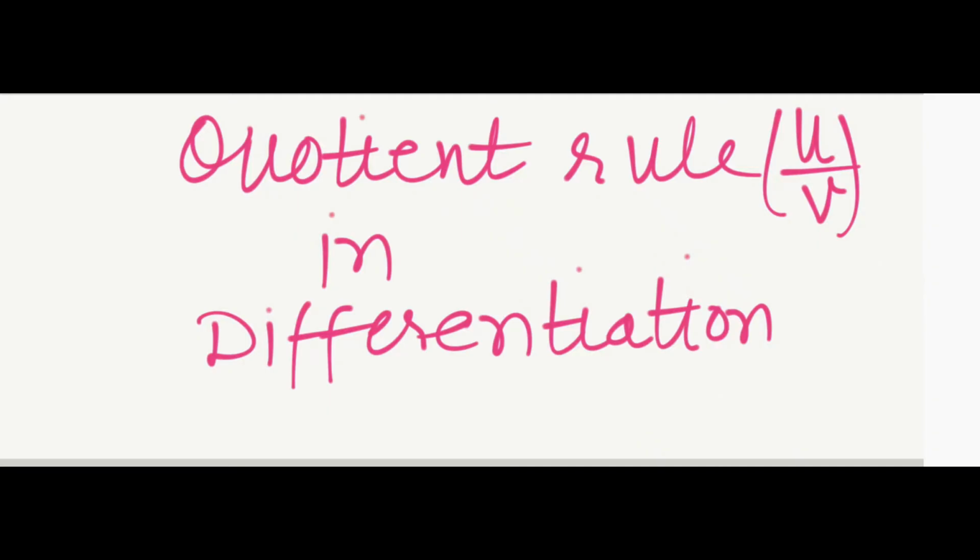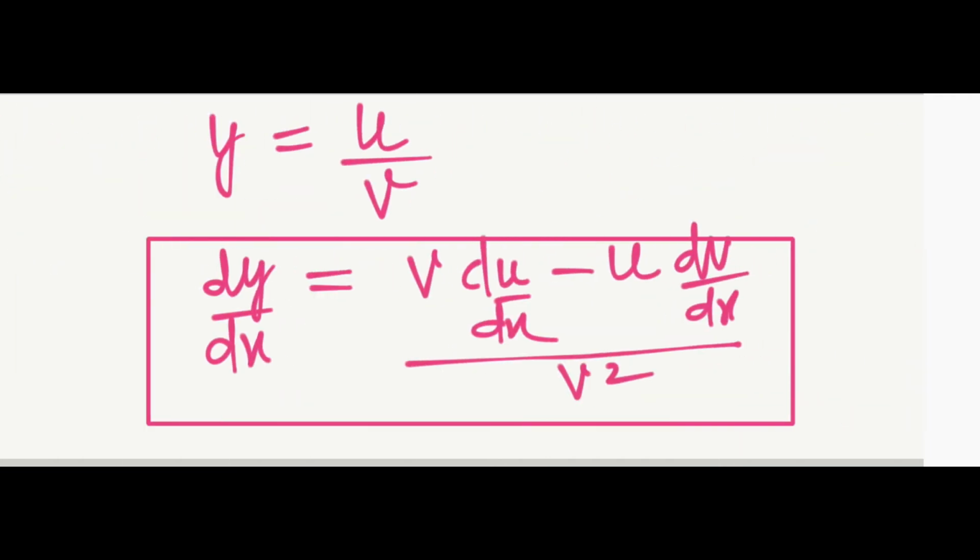Hello friends, today we discuss the quotient rule in differentiation. That means when y is a function as a quotient of two functions u and v, that is y equals u upon v, then how do we differentiate that type of function? For this, friends, you need to remember this formula.